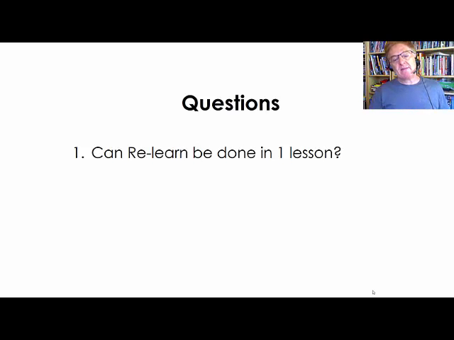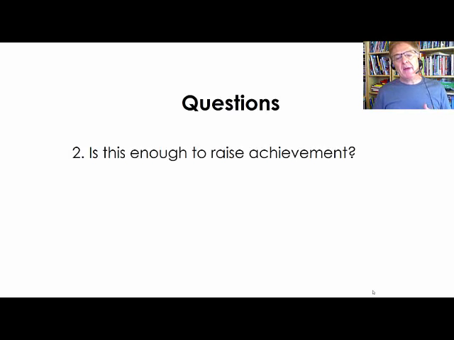You could do the test at the end of one lesson and then the next lesson start the relearn, or you could split it up so that you do assess one idea at a time, because after all, each idea is often about a week of teaching. That's a good point to have the checkpoint. The other question that comes up is, is that really enough to raise student achievement?